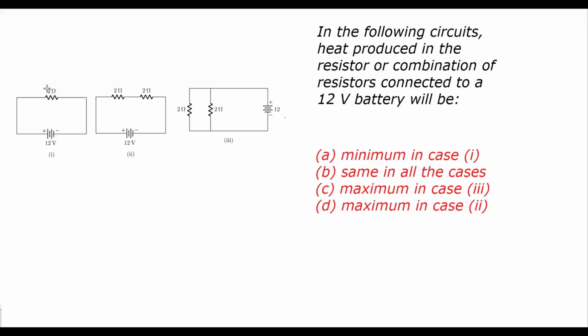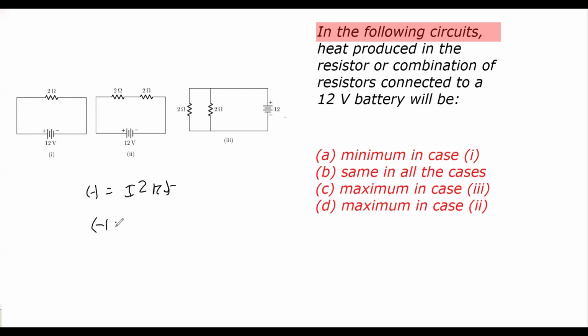In the next question, we are given three circuit diagrams, and in the following circuits, we are asked to find out the heat produced by the combination of resistors with a 12-volt battery. The options say minimum in case 1, same in all cases, maximum in case 3, and maximum in case 1. So I suggest that we shouldn't go for Joule's law, H is equal to I squared RT, because in that case we have to calculate I.